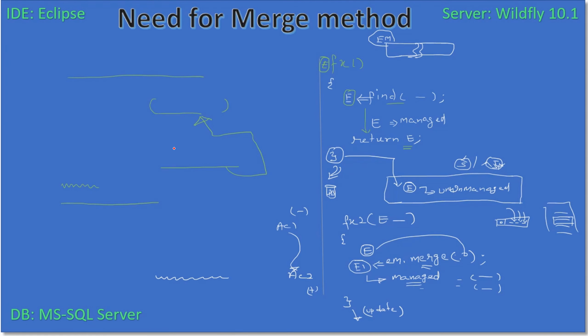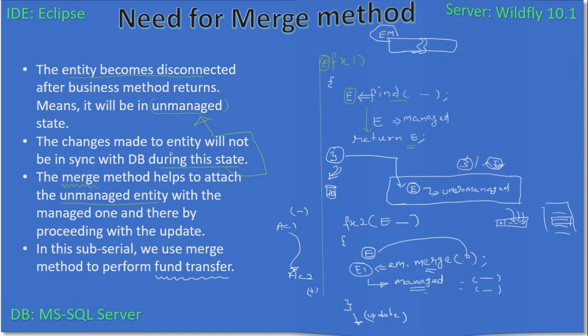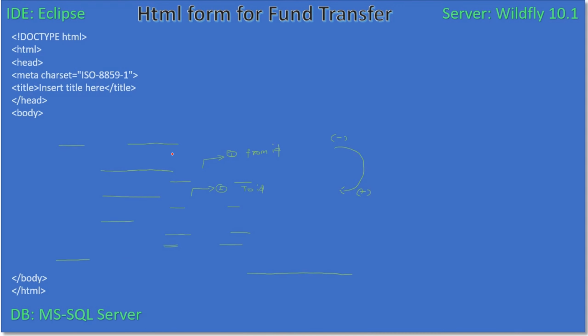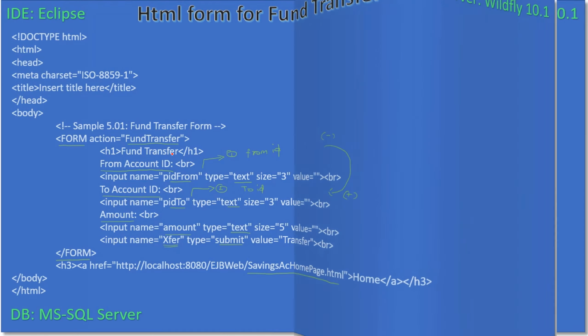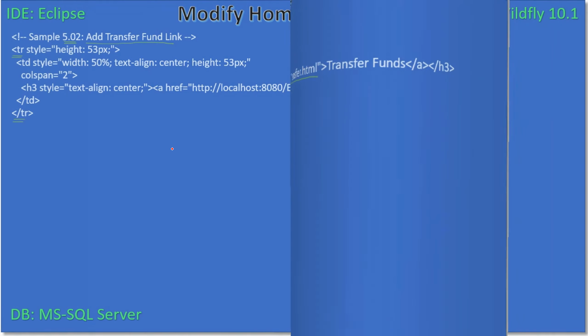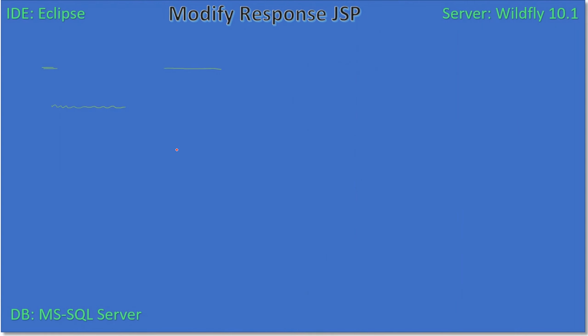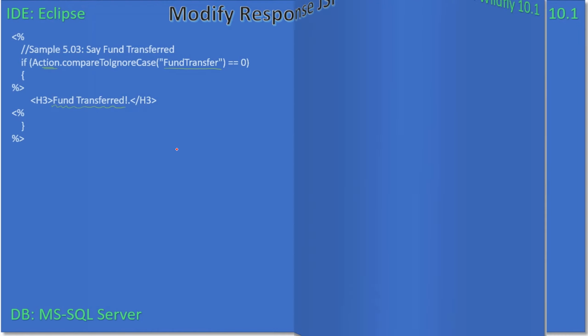So these are all the slides from previous parts. First we learned about the merge method. Then we implemented the HTML form to perform fund transfer. Then we modified our home page. After that we modified the response.jsp file.